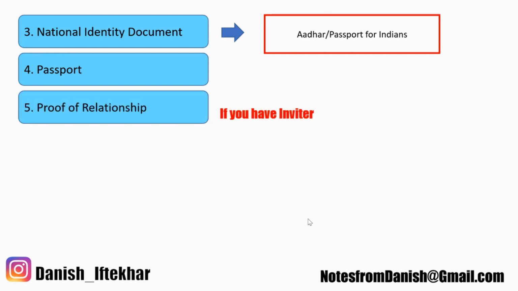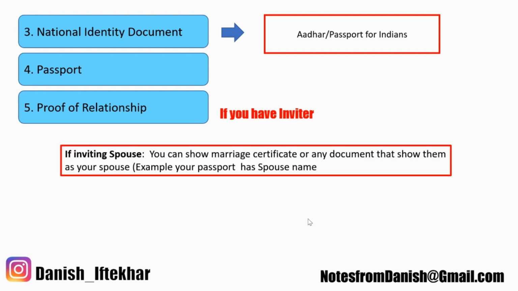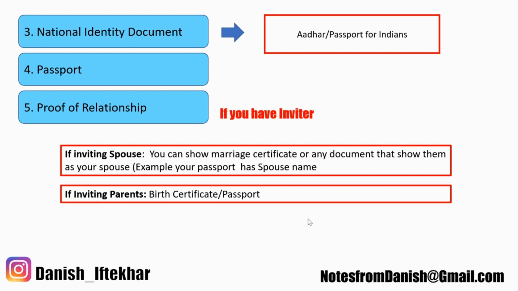Next document that I'm going to talk about is proof of relationship. This is again applicable just for those who are going to Canada as a visitor, which means they have got some family, friend, or relative. If you are going there just as a tourist, skip this part, not required for you. But if you have an inviter, say a spouse who is inviting you, show your marriage certificate or any document that shows them as your spouse, your passport. If you are inviting your parents from India or from any other country, attach a birth certificate or passport, because your passport will have your parents' names, so that document will work as well.